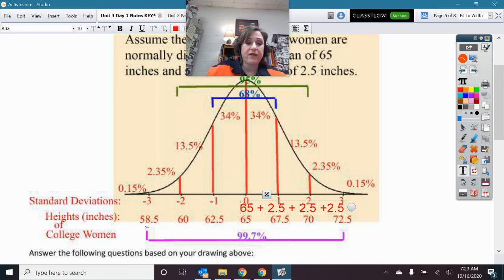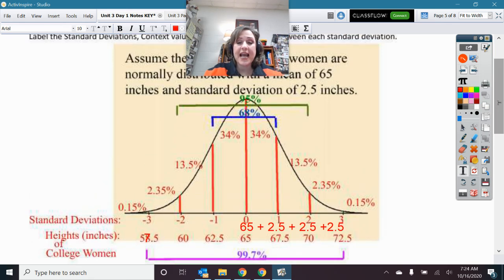Subtract another 2.5, oopsie, that's not 68.5, that is 67.5, right? 67.5. Okay, so my bad. All right, 67.5. Okay, so there's that. Now, then I labeled in my percentages. You know, you have your 68, your 95, and your 99.7. I went ahead and put all of the little small ones in there as well.